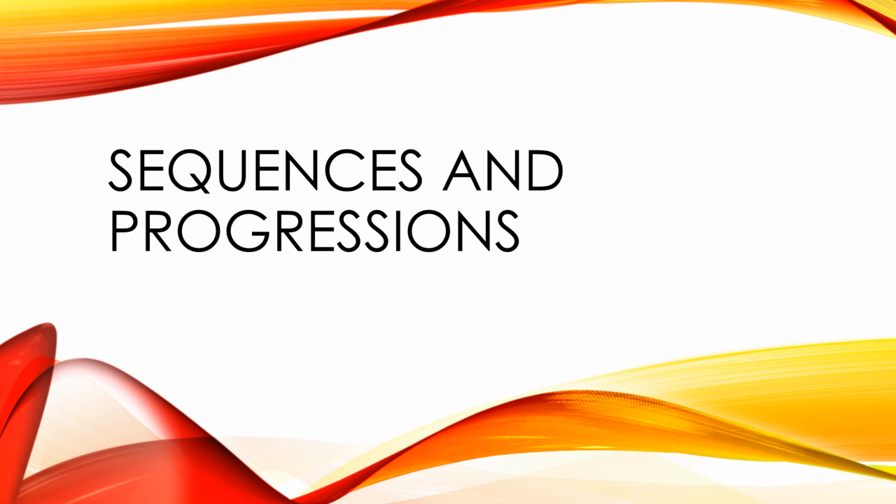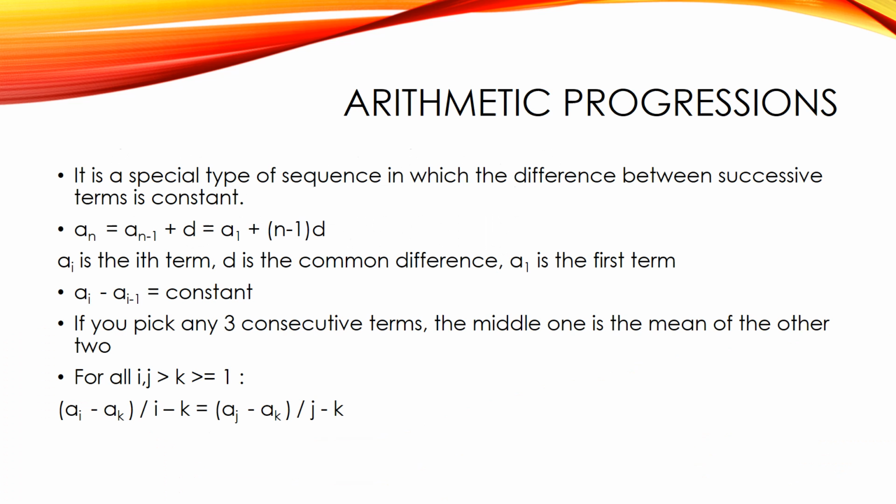Sequences and progressions. A sequence is an ordered list of objects. It can be finite or infinite. The elements may repeat themselves more than once in the sequence, and their ordering is important, unlike a set.